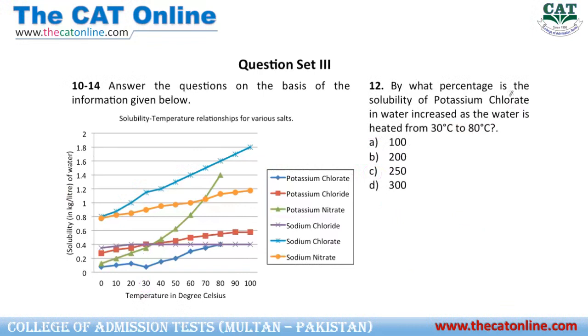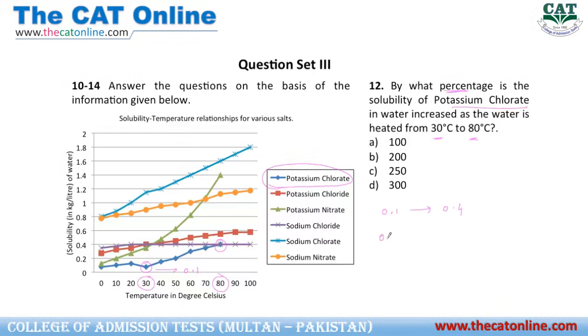By what percentage is the solubility of potassium chlorate in water increased as the water is heated from 30 degrees to 80 degrees Celsius? So potassium chlorate is this line here with diamonds. So I have 30 degrees here. This data point represents 0.1, and it goes to 80 degrees Celsius, which is this data point here. So it increases from 0.1 to 0.4, and we want to find out the percentage increase. Remember, it's the percentage increase.